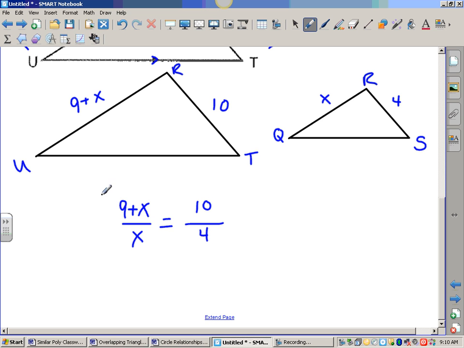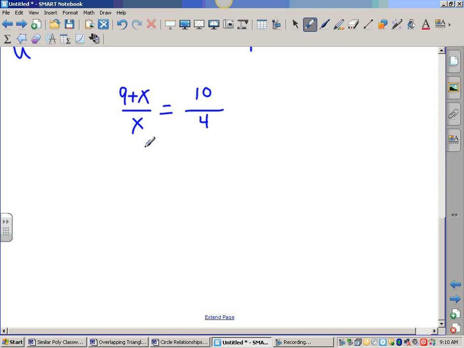You can also have x plus 9. Remember that addition is commutative. And now I have two fractions set equal. Whenever I have two fractions set equal, everybody knows we're going to cross multiply. So we're going to do x times 10, or 10 times x, is equal to 4 times 9 plus x.